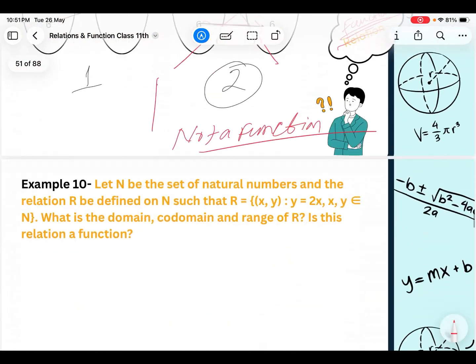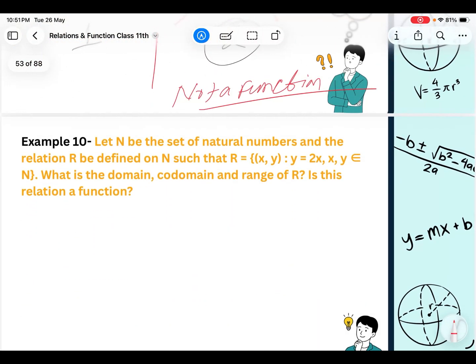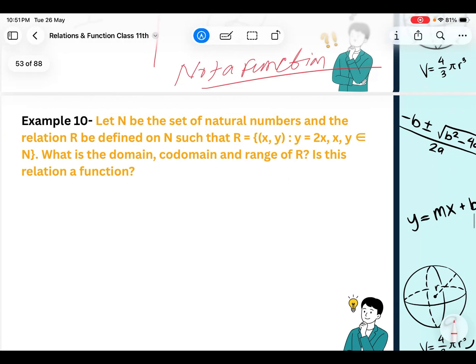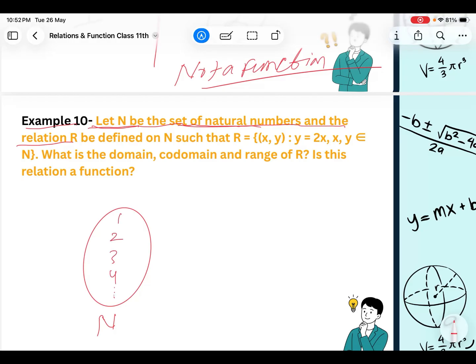I hope you understand. Let's see the examples here. Example 10: let N be the set of natural numbers and the relation. Let N be the set of natural numbers. This is N, the set of all natural numbers, so it will start from 1, 2, 3, 4 and so on.